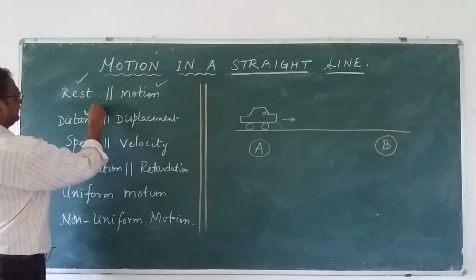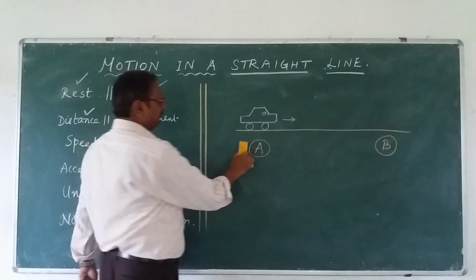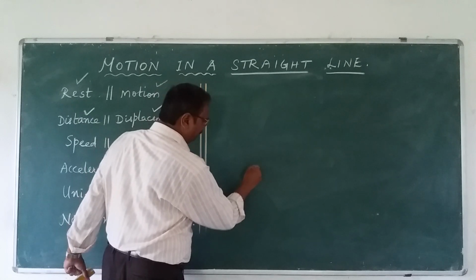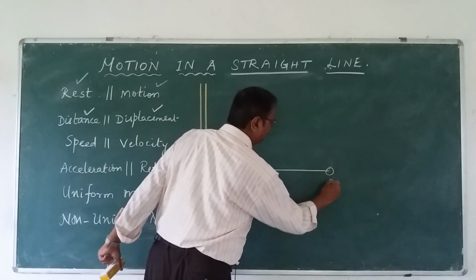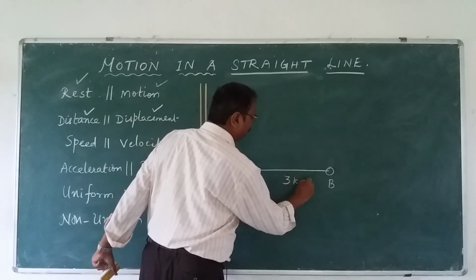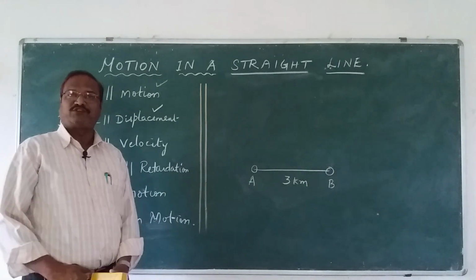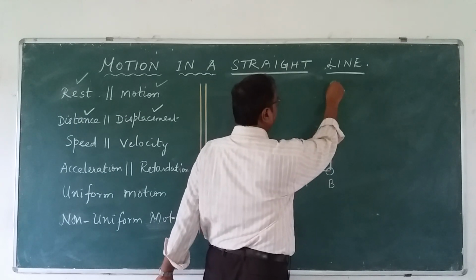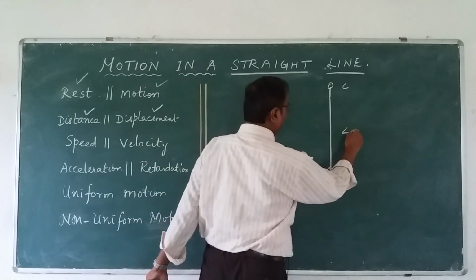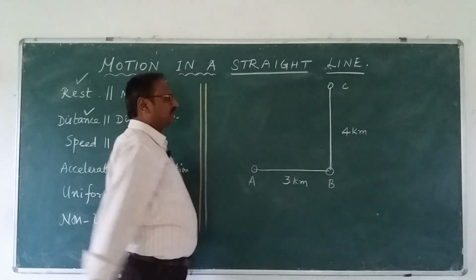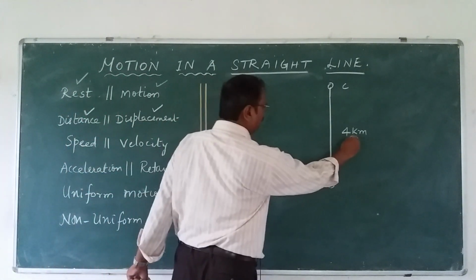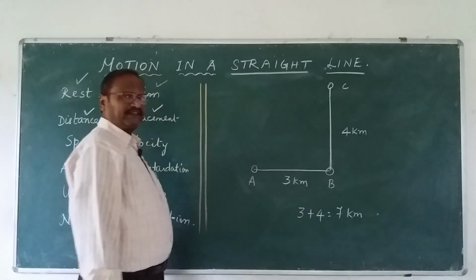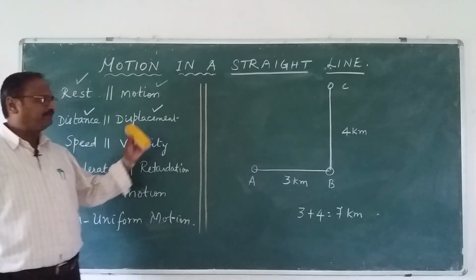Now, what do you mean by distance and displacement? You'll find that distance is the actual path traveled by the body. For example, I start from the point A, I move to the point B. Let us say I travel 3 kilometers. So the distance traveled is 3 kilometers. Now, I decide to go to another point C, let us suppose, which is 4 kilometers from the point B. Then the distance traveled is 3 kilometer plus 4 kilometer, which is equal to 7 kilometer. That is the distance traveled, that is the actual path traveled by the body.